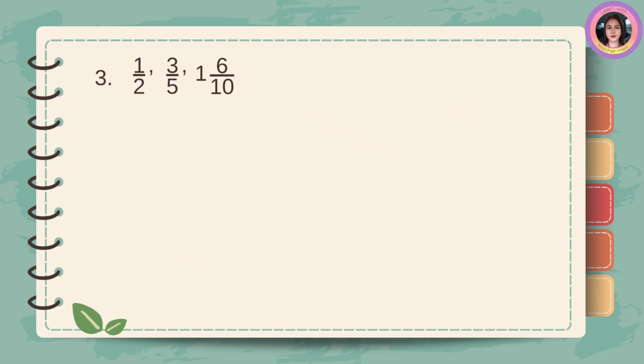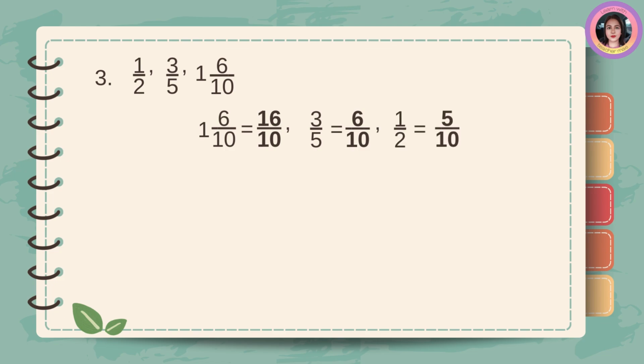Number 3, 1/2, 3/5, 1 and 6/10. To get the equivalent fractions, first find the LCD. The LCD of 2, 5, and 10 is 10. The equivalent fraction of 1 and 6/10 is 16/10. The equivalent fraction of 3/5 is 6/10. And the equivalent fraction of 1/2 is 5/10.